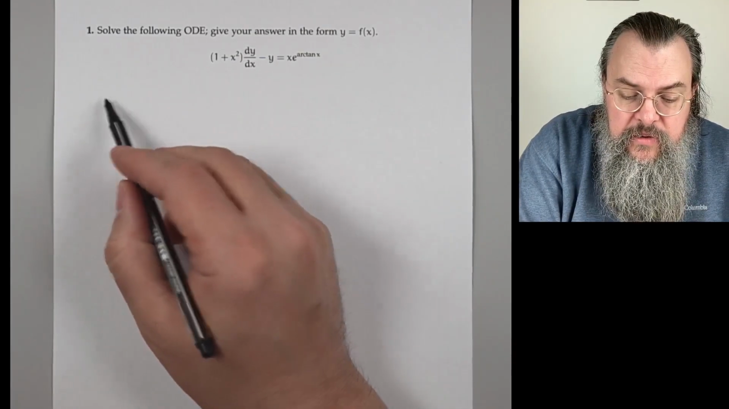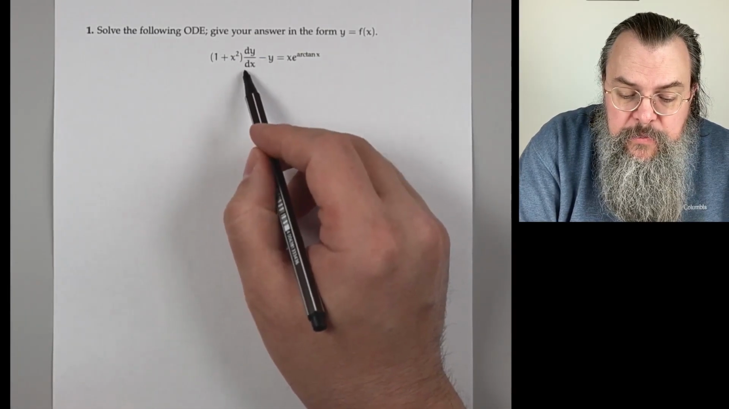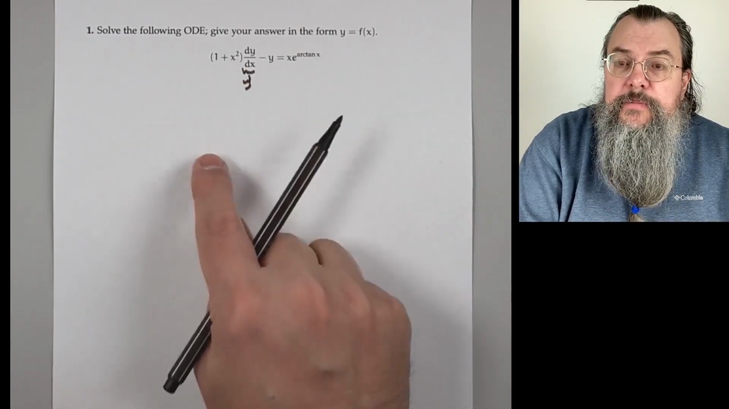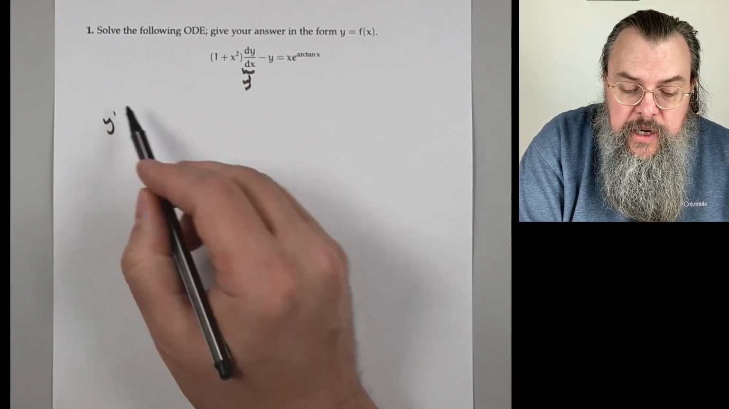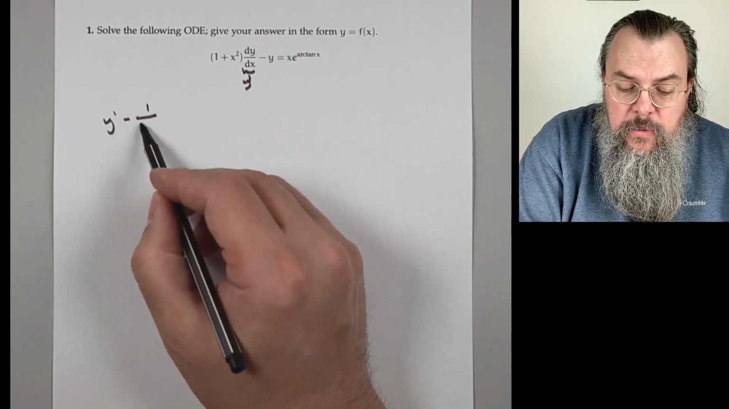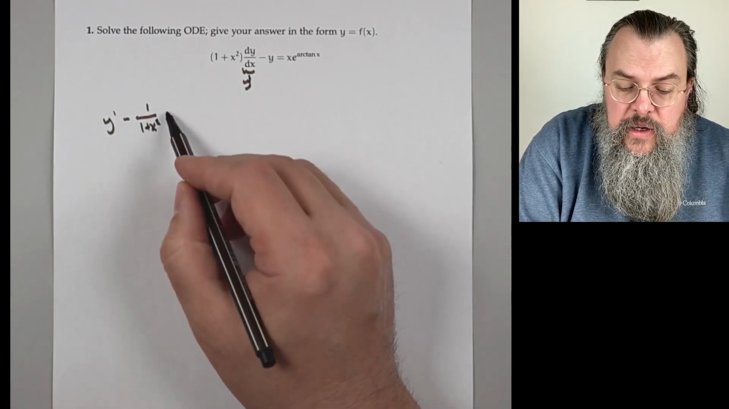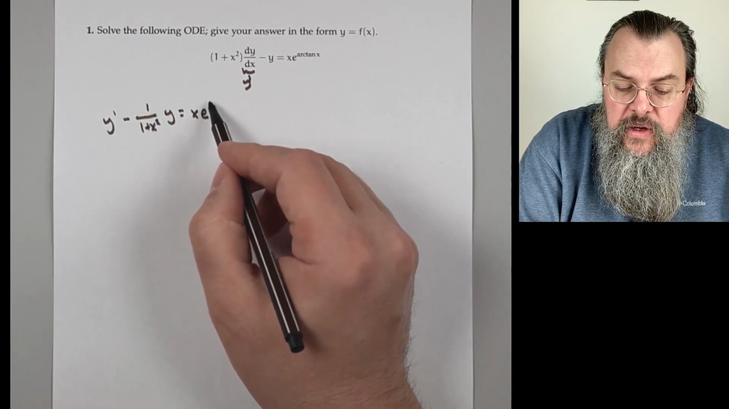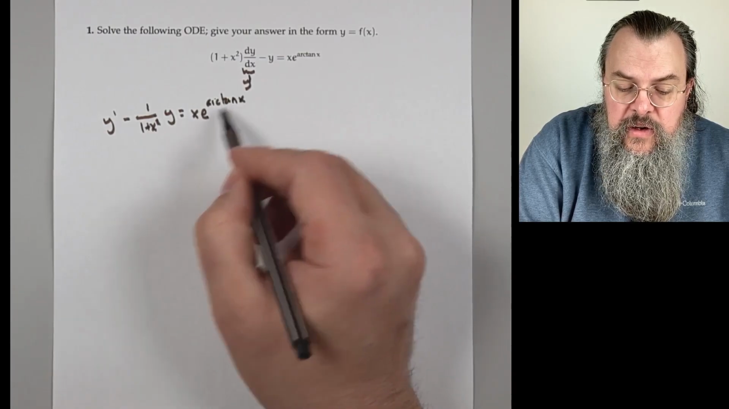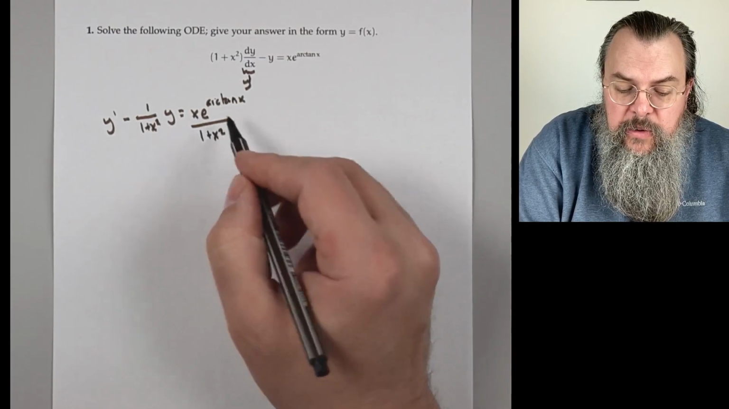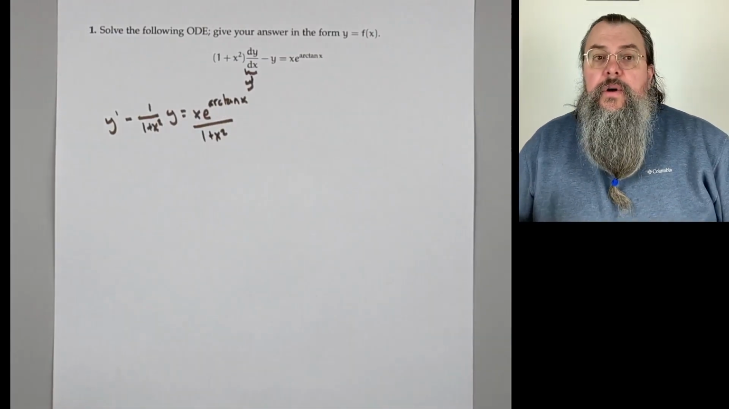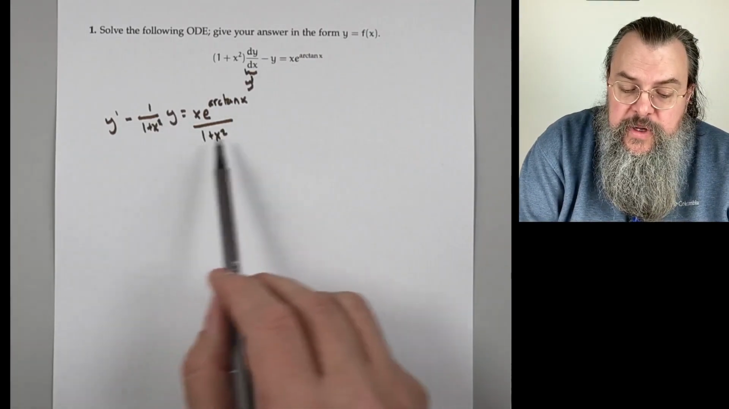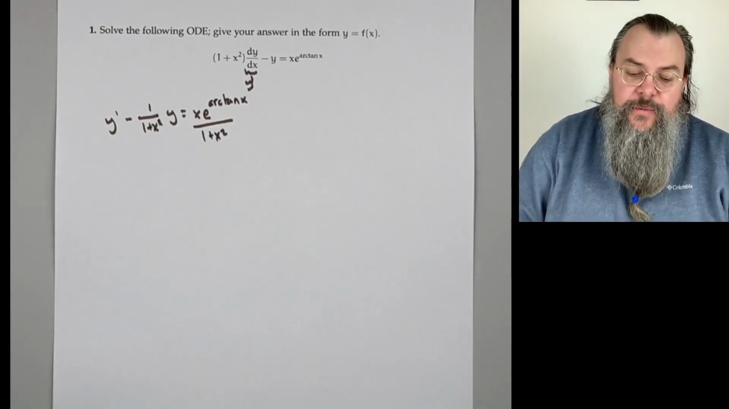So I'm going to write this as y prime. So this part right here, this is our y prime. And I'm going to get the coefficient to be 1. So y prime minus 1 over 1 plus x squared times y is equal to x e to the arctangent of x over 1 plus x squared. So what happened here was everything got divided by 1 plus x squared. So don't forget to divide the other side by 1 plus x squared as well.